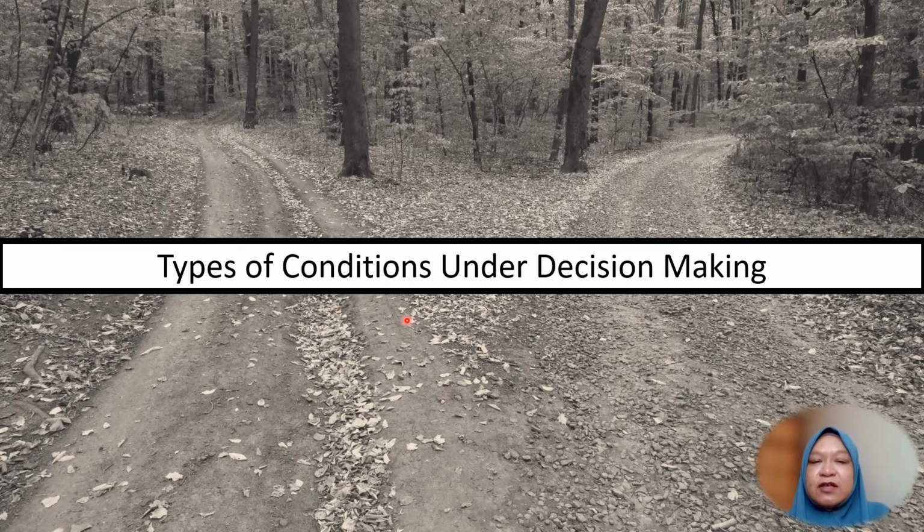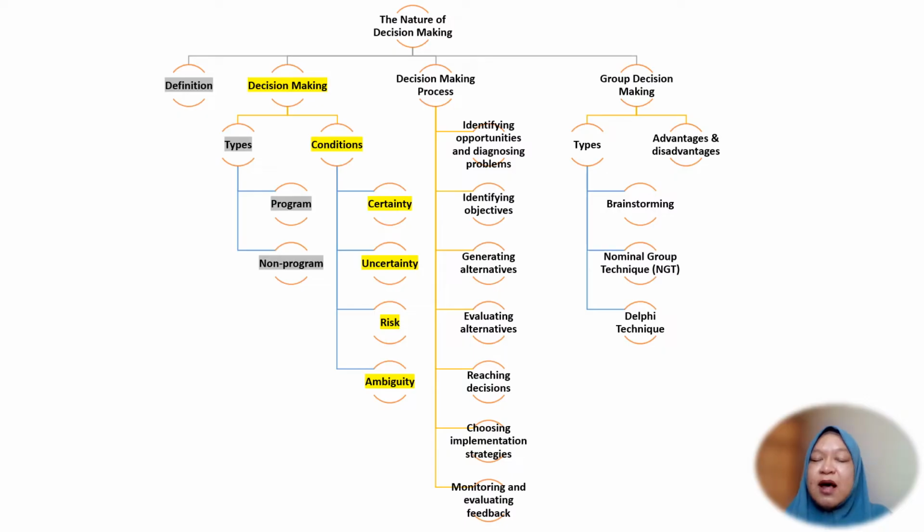Okay, so types of conditions under decision making means, what are the conditions? Okay, our conditions when we make the decisions. Okay, meaning that when we face a situation or when we face problems and we want to make the decision to solve the problem, we are actually in these conditions ourselves. So what are the conditions? There are 4 conditions. Okay, certainty, uncertainty, risk, and also ambiguity.